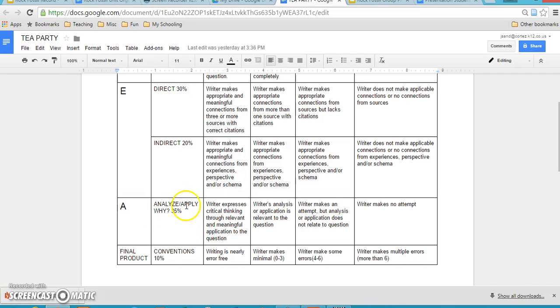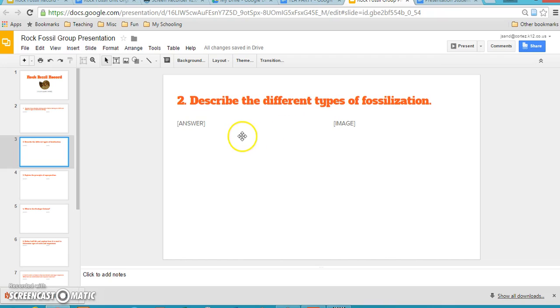Now, for analyze, 35%, the writer expresses critical thinking through relevant and meaningful application to the question. So you're applying this topic to larger world ramifications. An example for this one could be you're talking about maybe somebody who needs to understand the different types of fossilization in their career.